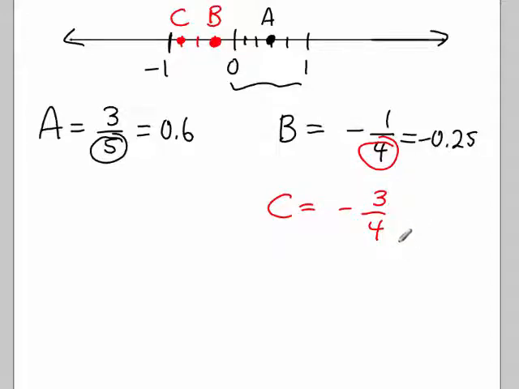And remember that any number that's further to the left on the number line is smaller than a number that's to the right of that number. So we know that C, negative 3/4, is smaller than negative 1/4.